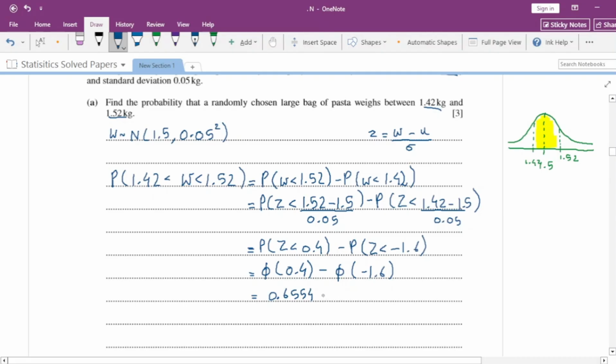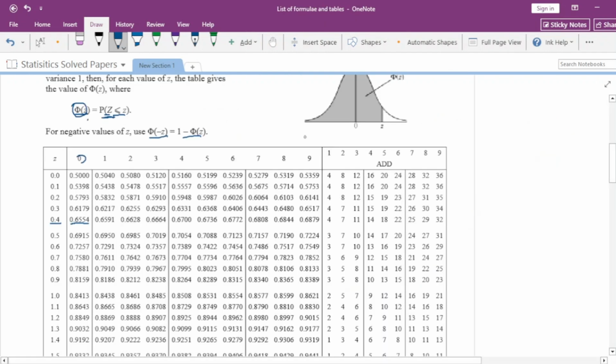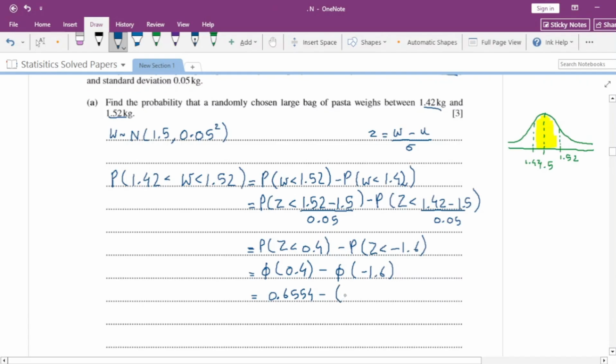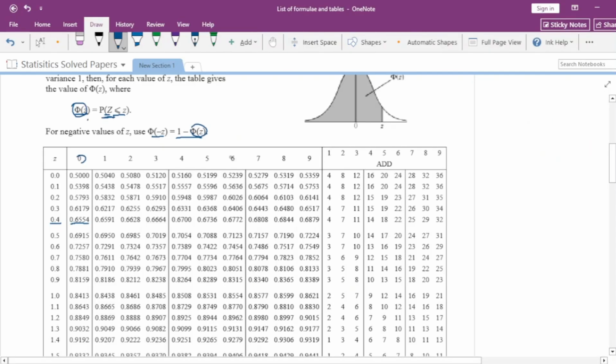0.6554 minus, but now you'll notice over here our Z score is negative. The table in fact gives us information on what to do if our value is negative. If our value is negative, they have told us that we can write it in this expanded form, 1 minus the probability of that same value but without the minus sign. This makes stuff much easier for us. We can copy that here: 1 minus phi of 1.6. So we basically use that exact same formula right in our working.